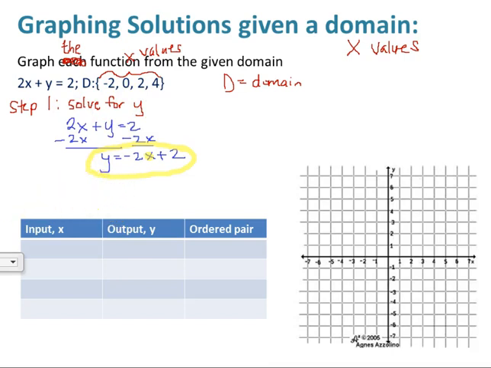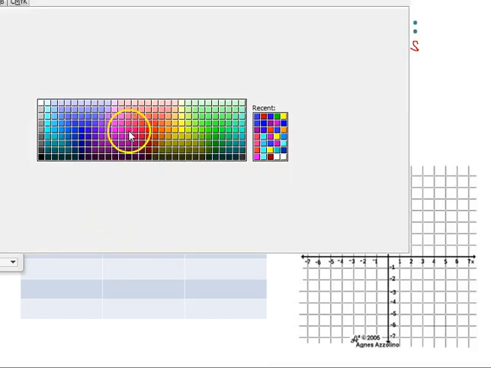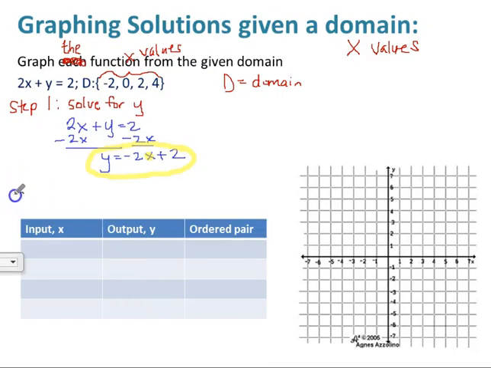So the next, step 2, is we're going to fill in this chart here. So we're going to put in our x values and find out what our corresponding y value would be, and then put it as an ordered pair so that we can graph it. Because remember, up here it said to graph it. That was the whole goal, is to graph it. All right, so here's our domain up here. It says the first input is -2. So what would be the output?